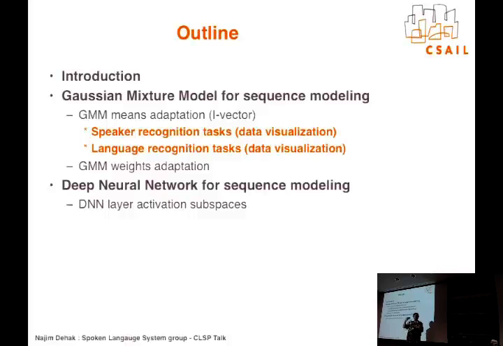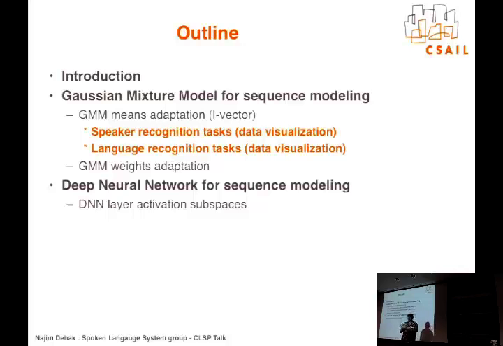Right. So when you do the GMM weight adaptation, you're creating i-vectors only from the weight adaptation. That's only the weights, yes. And so you can compare it with adapting the means, but you haven't put them both together. I tried for speaker, it never worked out. I never tried for language. Okay, which makes sense.